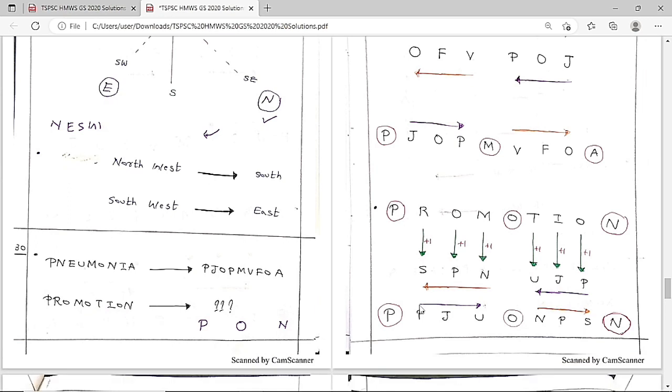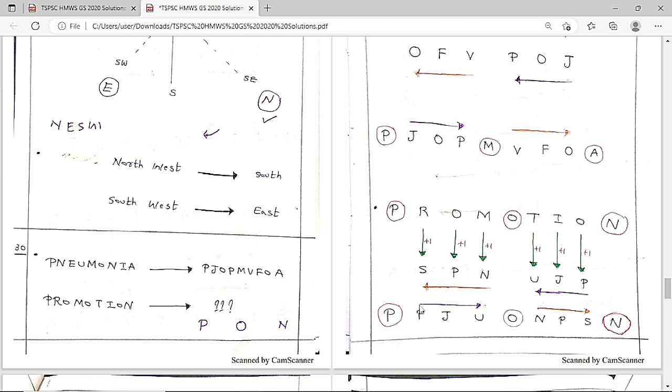Same thing we are going to apply for the remaining also, promotion. So promotion is PROMOTION. Same thing. So this is the first term, this is the last term, and this is the middle term. Same thing we are going to apply here also. So P means here also P, here O means here also O, here N means here also N. The remaining things we need to figure out.